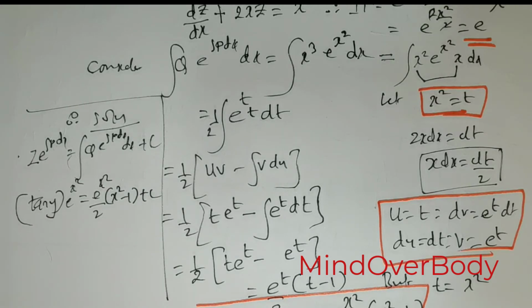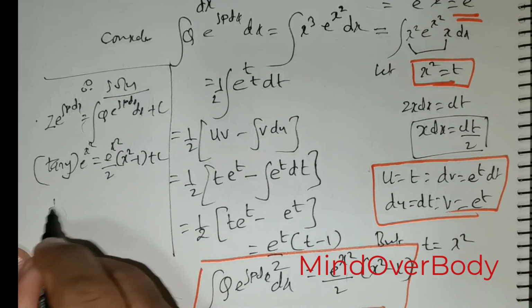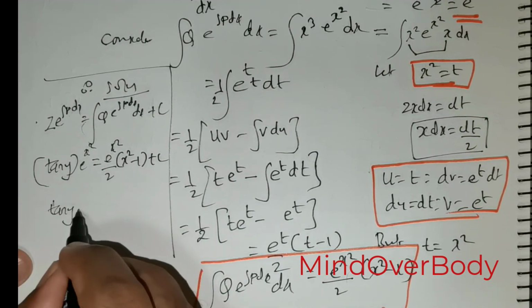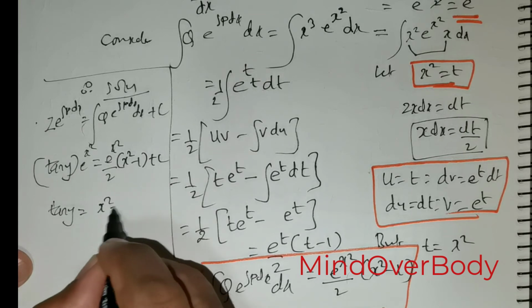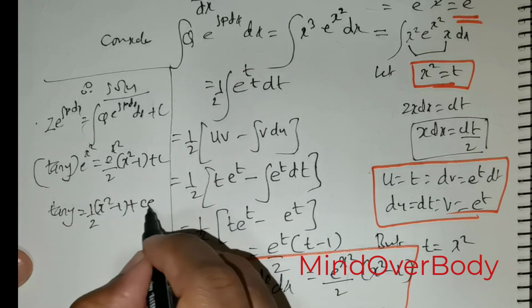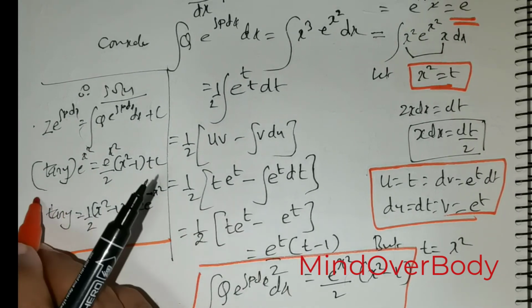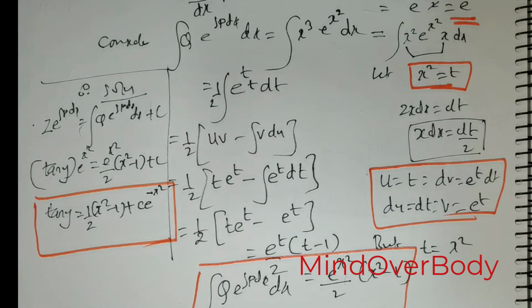Now you can either stop here or you can push forward. Push forward in the sense you can get rid of this. You can say tan y is equal to x squared minus 1 plus, if this comes, c times e raised to the power of negative x squared. So this is a good place to stop for this question, students. We'll move on to the next one.